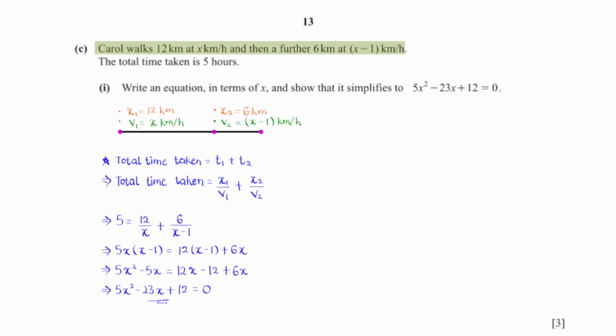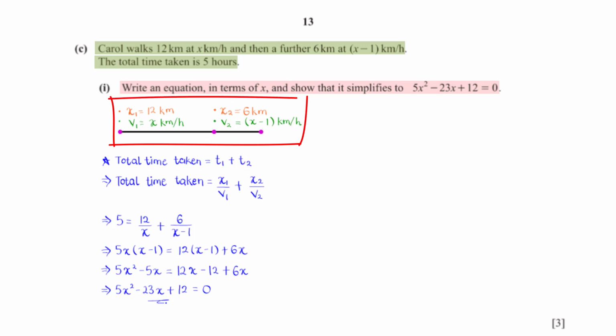Carol walks 12 kilometers at x kilometers per hour and then a further 6 kilometers at x minus 1 kilometers per hour. The total time taken is 5 hours. Write an equation in terms of x and show that it simplifies to 5x squared minus 23x plus 12 equals 0. Here is a simple illustration of the scenario given in the question.